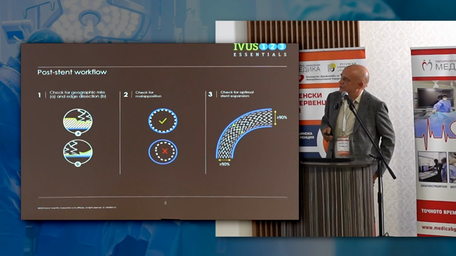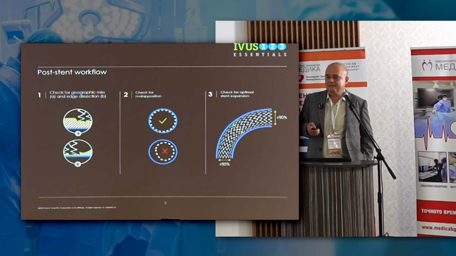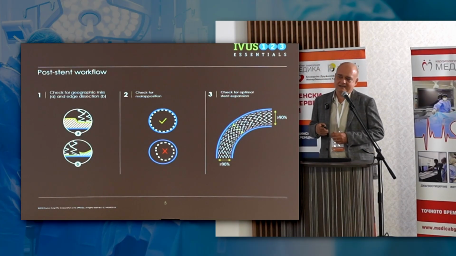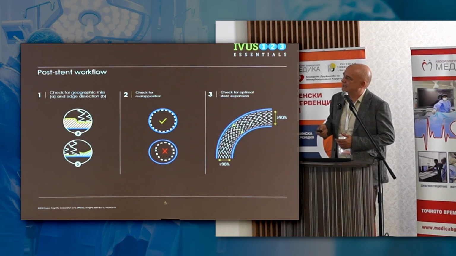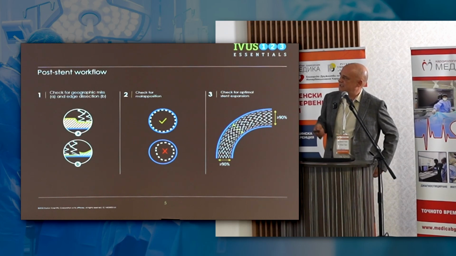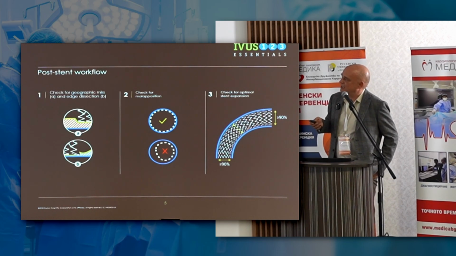After stent implantation, we must check for geographic miss. It means that we must cover the whole lesion and also check the edge dissection. After that, to check malapposition, good apposition of the stent on the artery wall, and in third place, to check for optimal stent expansion.